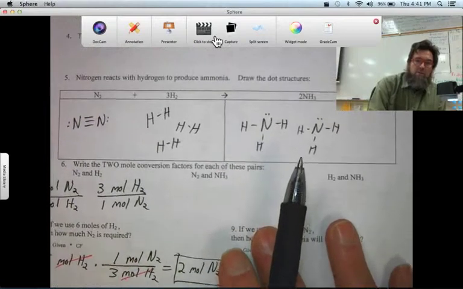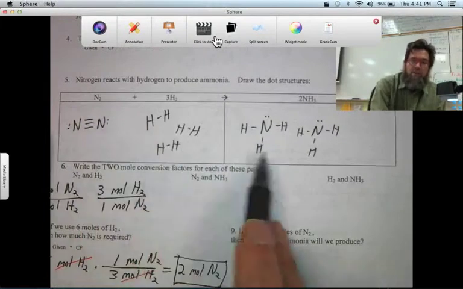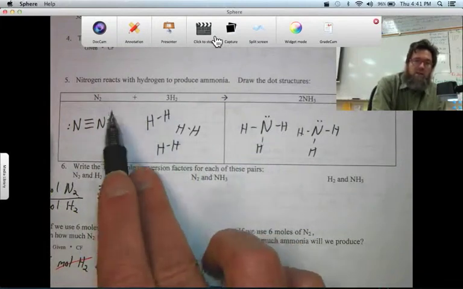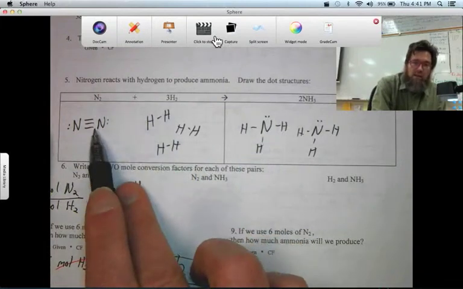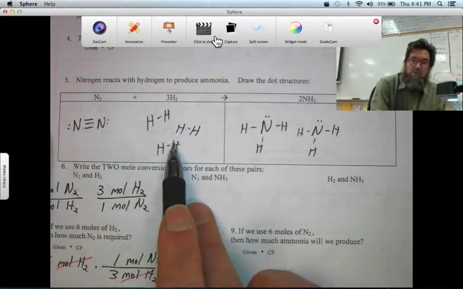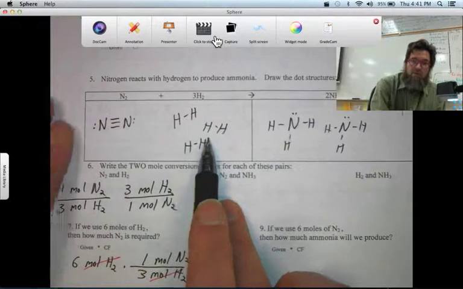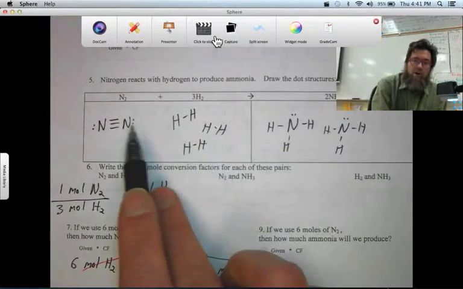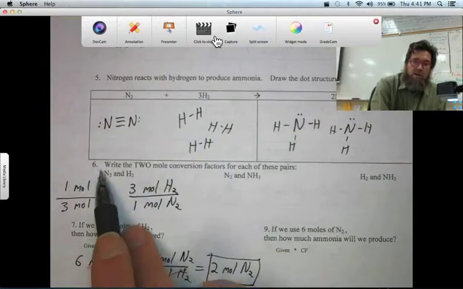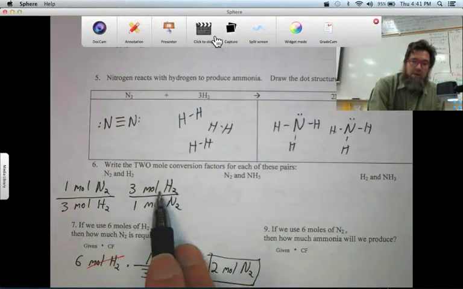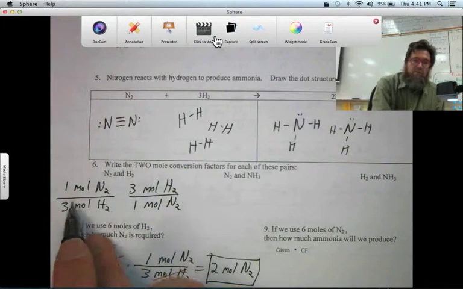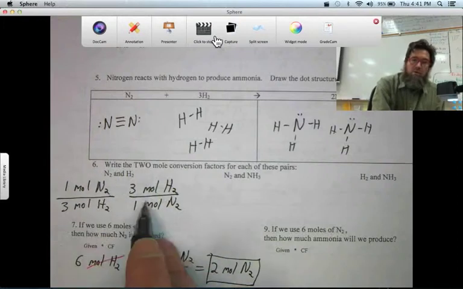Here we have a balanced chemical equation. And since it's balanced, we know that for every one nitrogen molecule, N2, we use 3 hydrogen molecules, a 1-to-3 ratio. We're going to use 3 times as many H2s as N2. So we can write that information as a conversion factor. For every 1 mole of N2, we use 3 moles of H2, or vice versa.